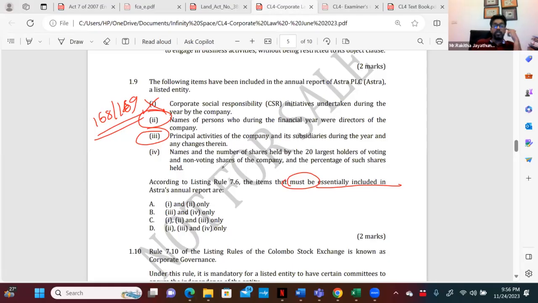Then names and numbers of shares held by the 20 largest holders of voting and non-voting shares of the company and the percentage of such shares. Now here, sometimes you can't pick this one using common sense. So you have to memorize chapter 9 and chapter 10, memorize them. So the correct answers are 2, 3, and 4. Accordingly, the answer is D. Answer is D.